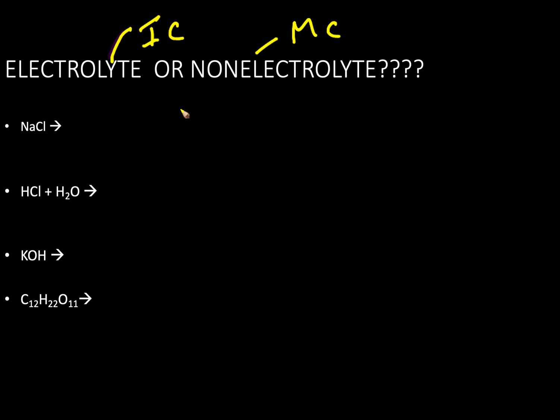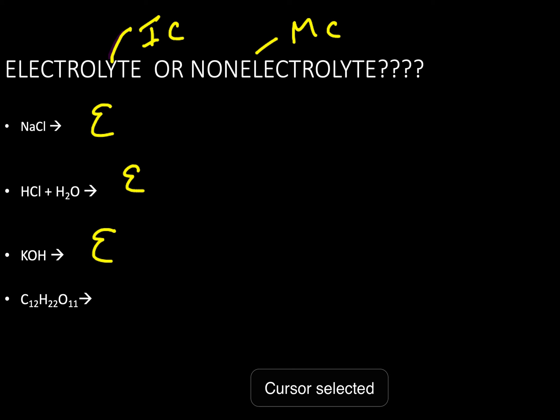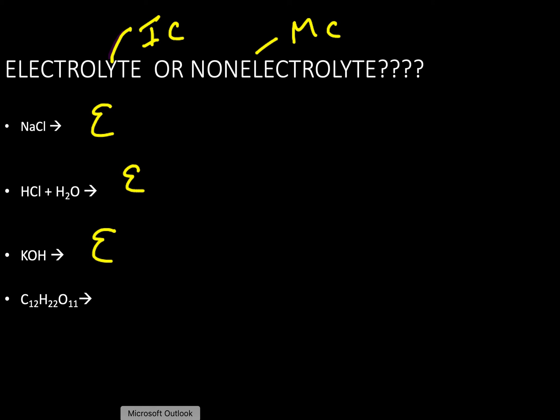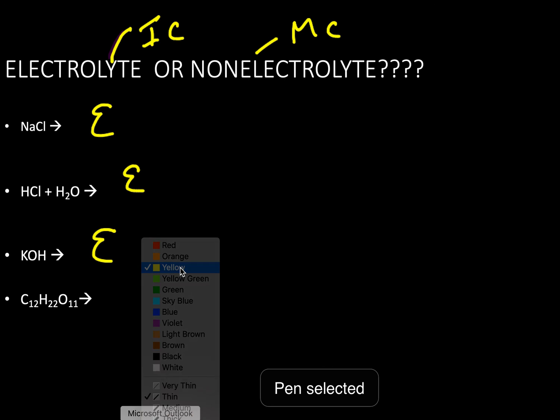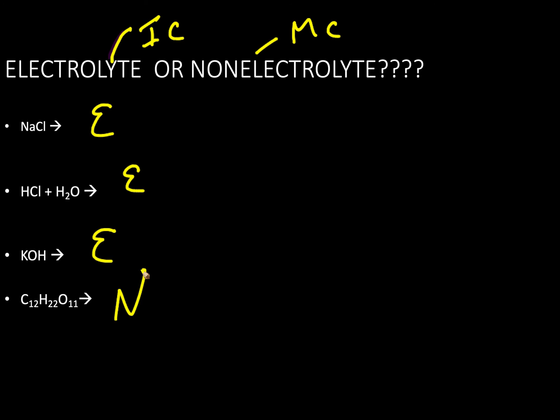So NaCl, we know, sodium chloride, ionic compound, electrolyte. HCl and H2O, we just saw this last slide, or last page. Hydrochloric acid was the strongest one, the strongest electrolyte. KOH, potassium hydroxide, once again, an electrolyte. And then the last one, C12H22O11, which is sucrose. And sucrose is a sugar, and we know that sugars are not electrolytes. And this concludes our first video on solutions.